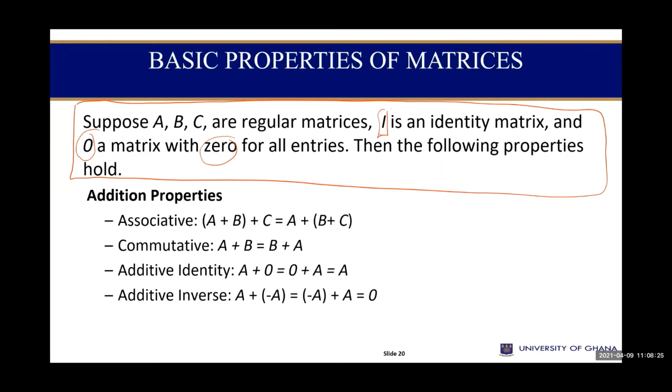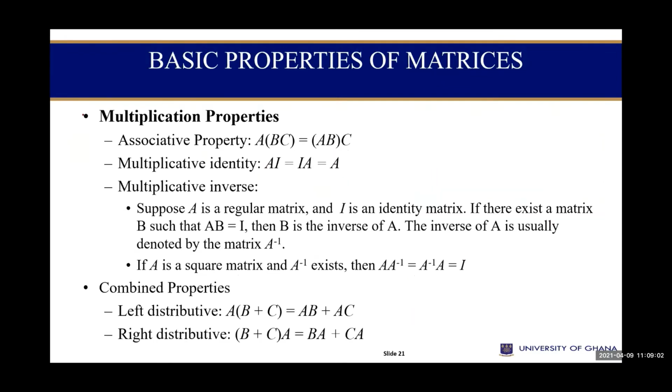For addition properties, if we pick associative, matrix A plus (matrix B plus C) should give you the same results as (matrix A plus matrix B) plus C, if they are all regular matrices. Please note that. Then for commutative, A plus B is equal to B plus A. Then for additive, this should also give you the same as that, only if this assumption holds. Please note that.